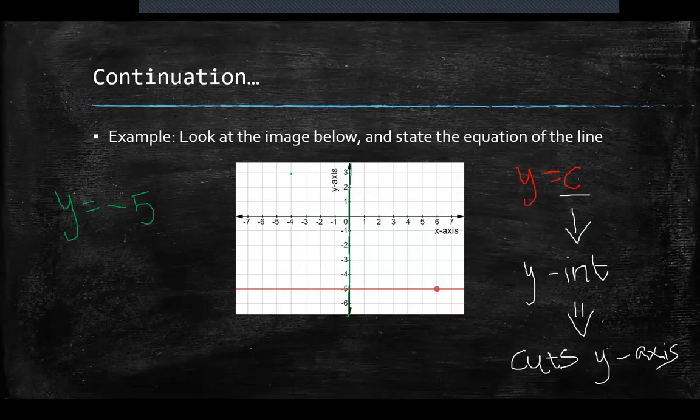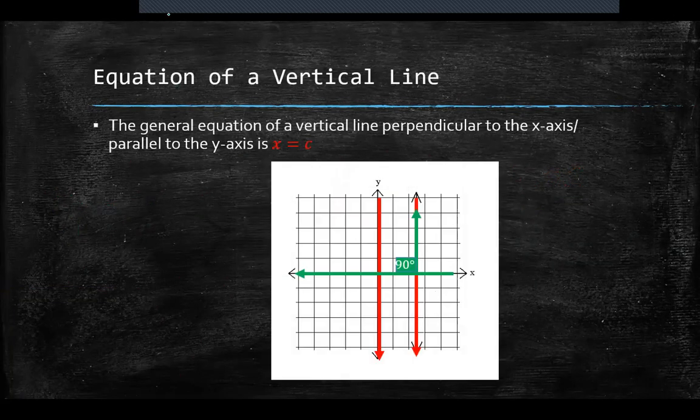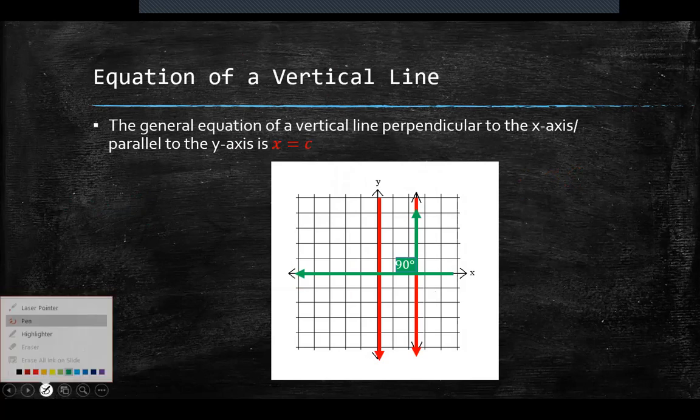They could have asked you what's the equation of the horizontal line, or what's the equation of the line perpendicular to the y-axis? Perpendicular. Or what's the equation of the line parallel to the x-axis? Parallel. Right. So that's how you do it. Everybody understands that, right? -5. Okay. All right.